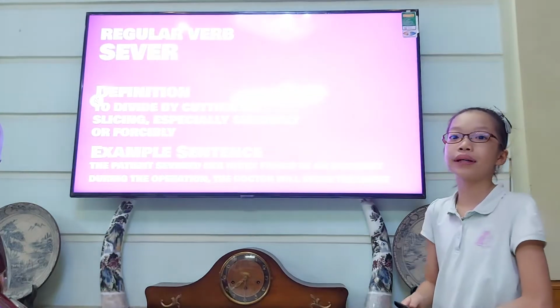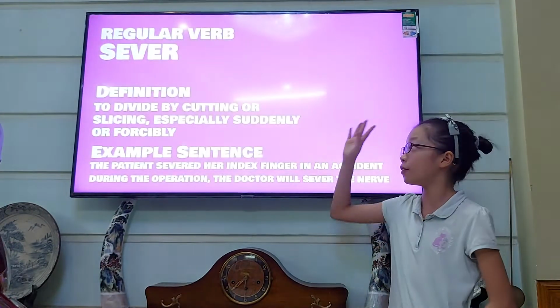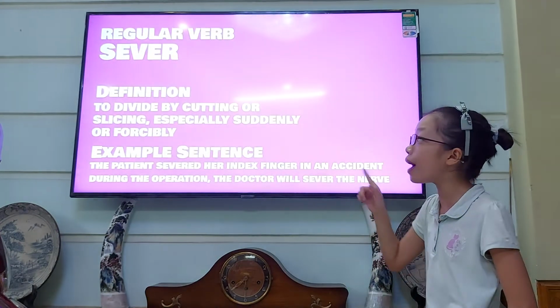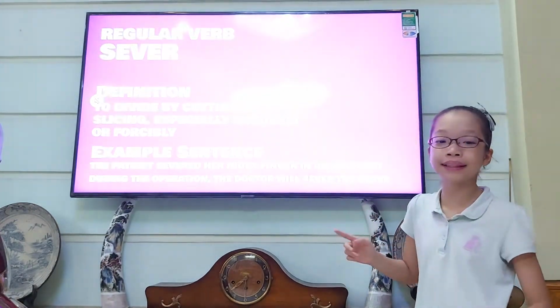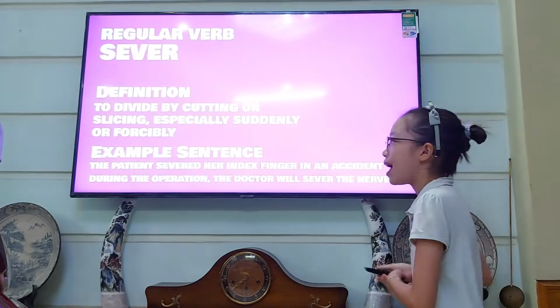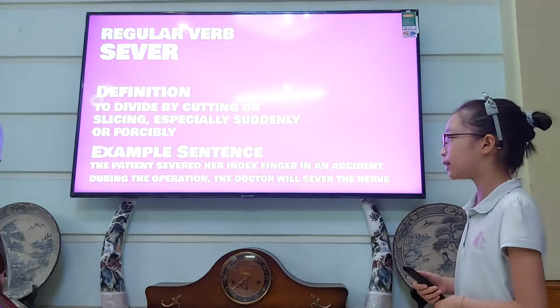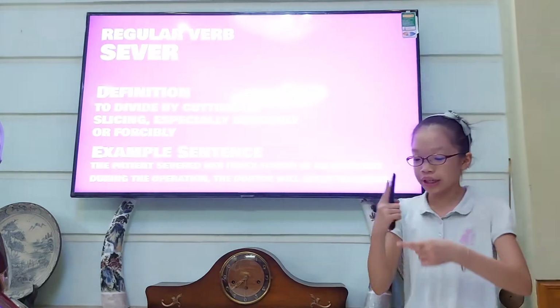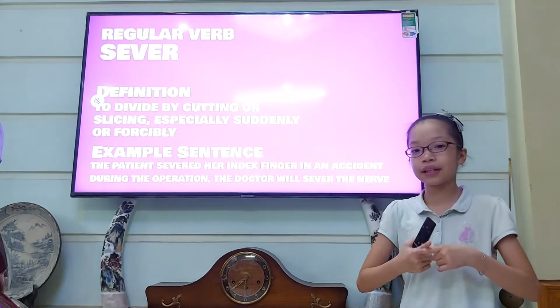And don't mistake the word sever for seven, because if the R is missing and there is an N, it is seven. But there's no N, so sever. Don't mistake it for seven. Make sure. And for example, the patient severed her index finger in an accident. Ooh, she cut her index finger in an accident.